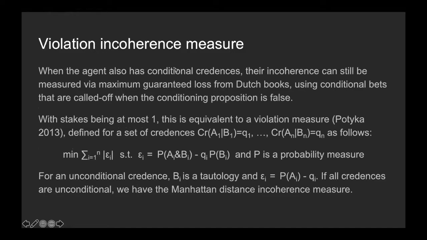Now, this is all pretty simple when we go with unconditional credences, but we also need to extend this to conditional credences. And when we use conditional credences, we can still measure incoherence by using maximum guaranteed loss from Dutch books. And to make it simpler, instead of making diachronic Dutch books, we can use conditional bets for the person's updating plans, where the conditional bets are called off when the conditioning proposition is false. So basically there's a synchronic Dutch book with conditional bets that's giving you the same answer as if you did the diachronic Dutch book with the updates at 2 different times.